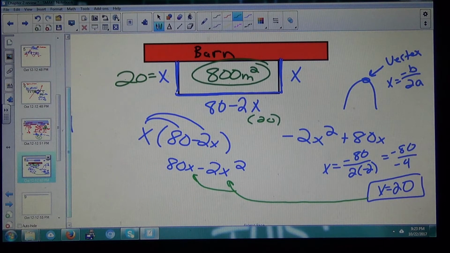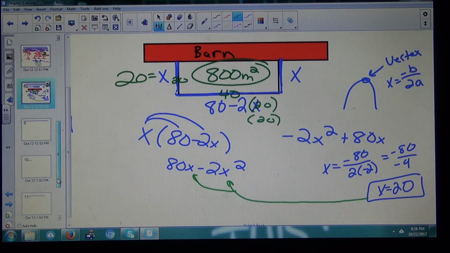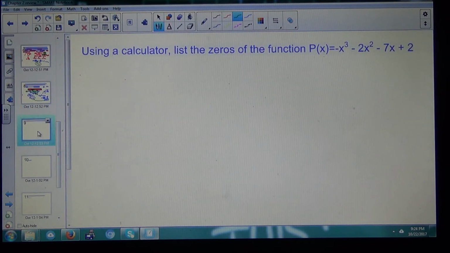And x would be the length. And if you did it over here, it'd be 20 times 2 is 40, and then 80 minus 40, so this length would have been 40 by 20. And on your calculator, 20 times 40 also gives me 800. So you can do it both ways. Question on that? All right, next one.